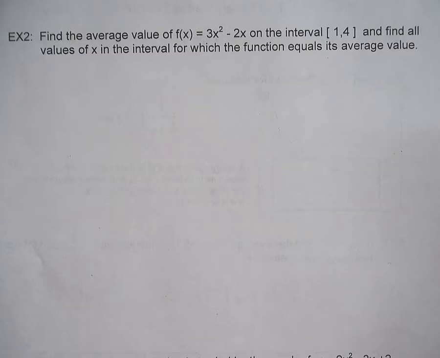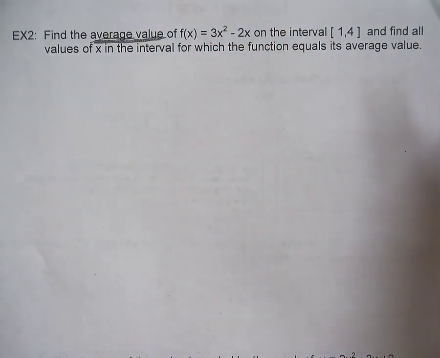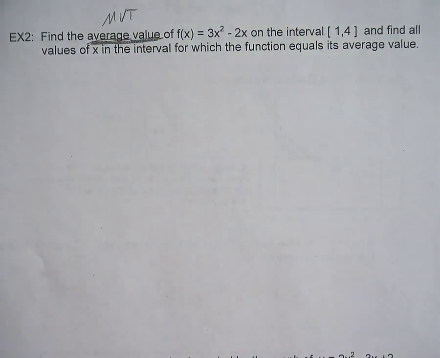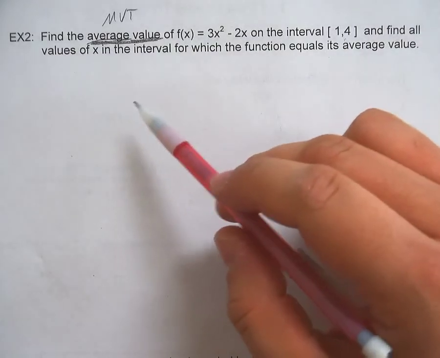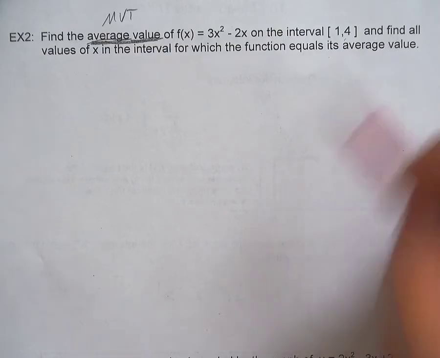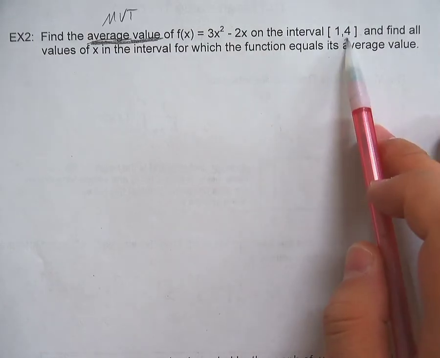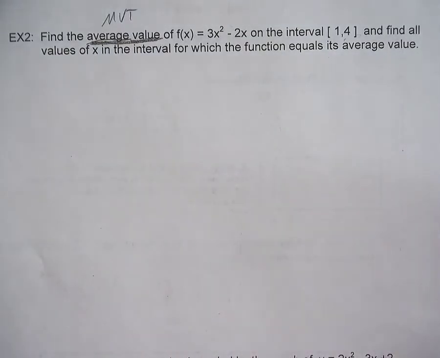So I want you to go through here. Number 2, good example. It says find the average value. I'm going to underline that. Anytime you see average, you know that average and mean are interchangeable, right? So I see average, I'm going to write MVT of f of x equals 3x squared minus 2x on the interval 1 to 4. And find all values of x on the interval for which the function equals its average value. So this is a two-parter. It says first I have to find the mean value on this interval, and then find all of the x in the interval for which the function equals its average value.